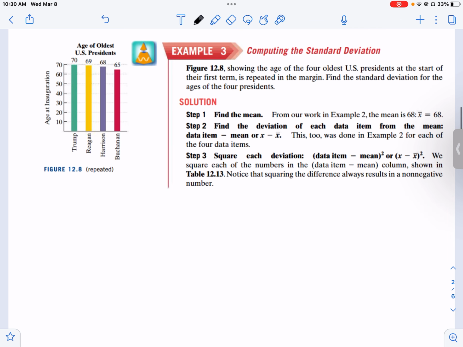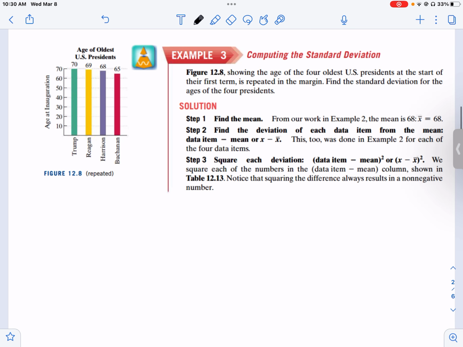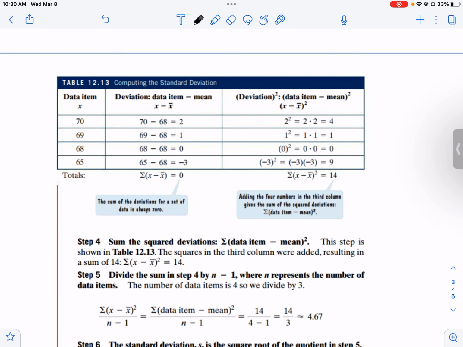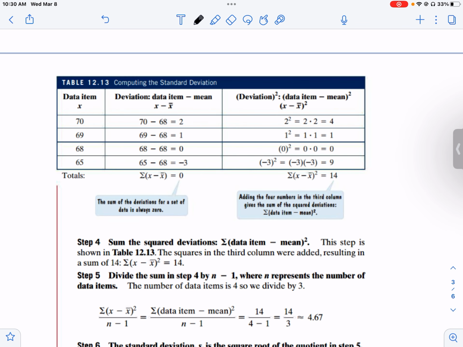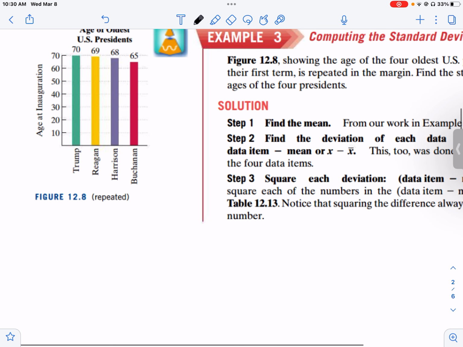Okay, so let's find an example. There's the list. You find the mean. You take each number minus the mean. You square each of those. Okay, so here's a table. 68 was found to be the average. So we're using these numbers right here.